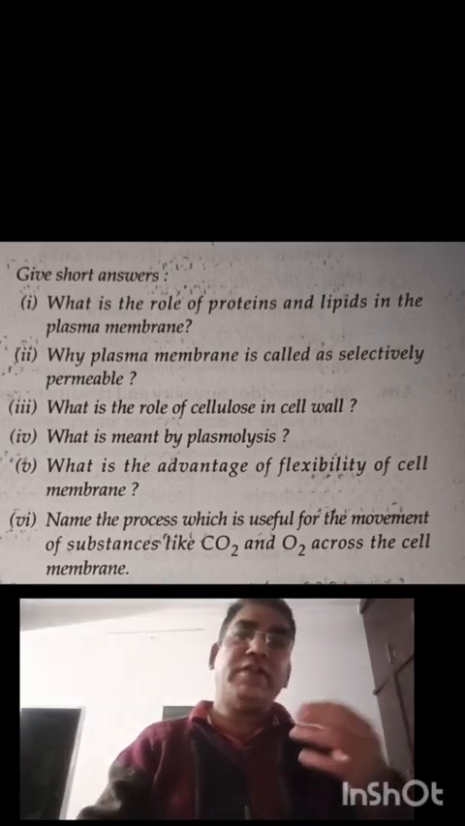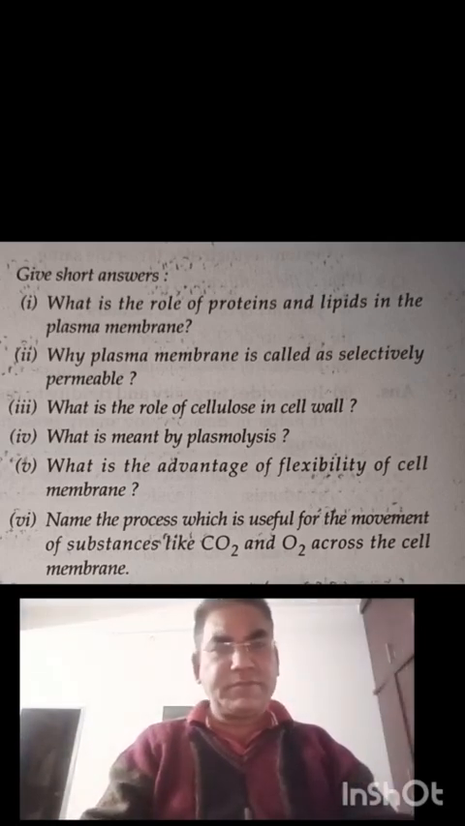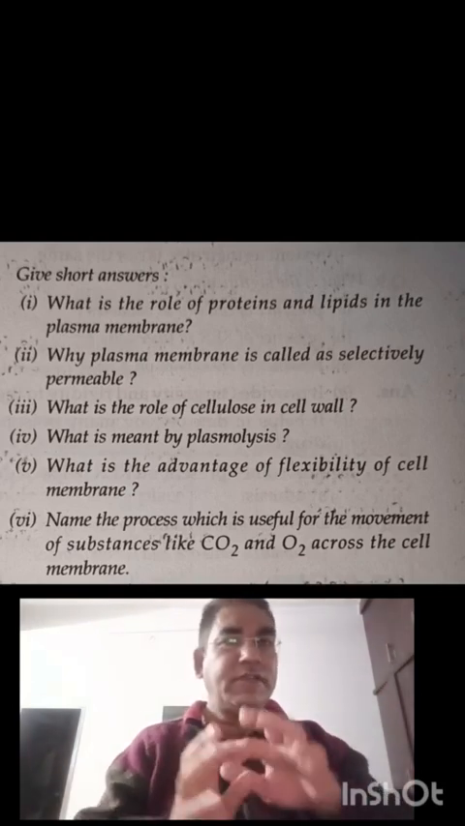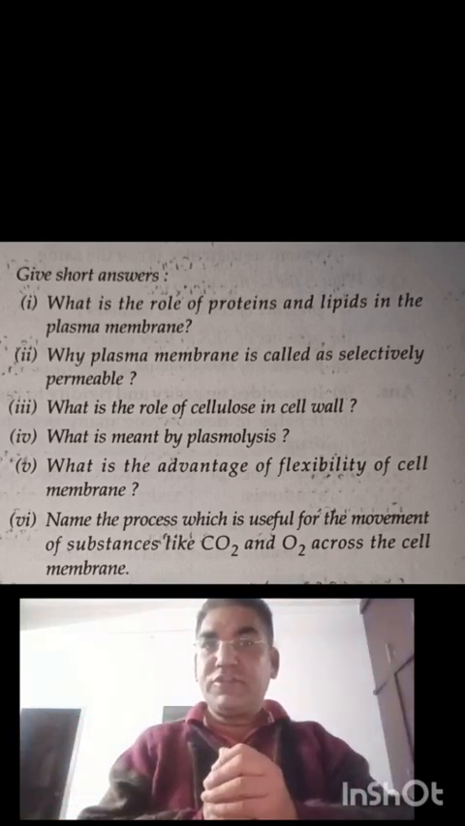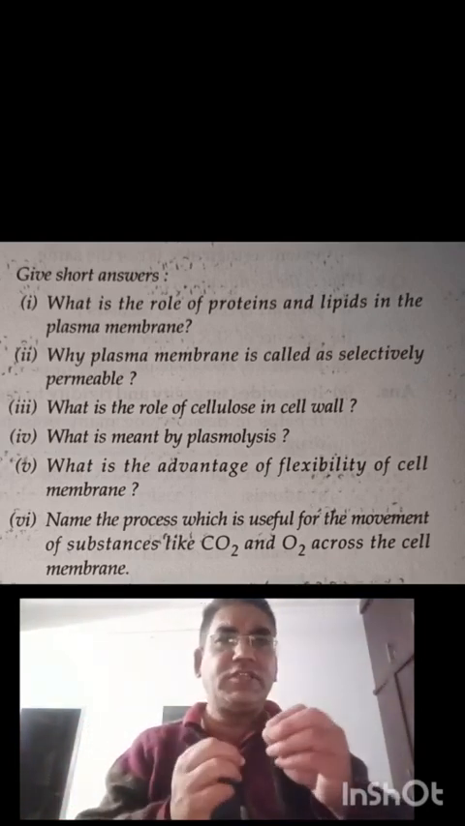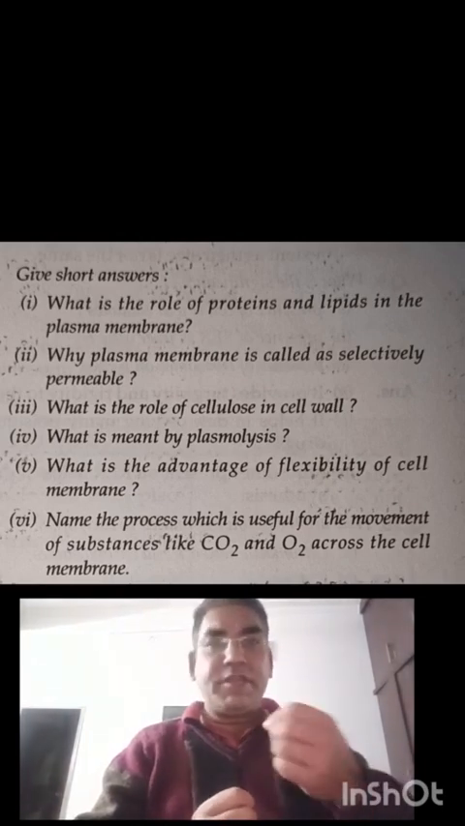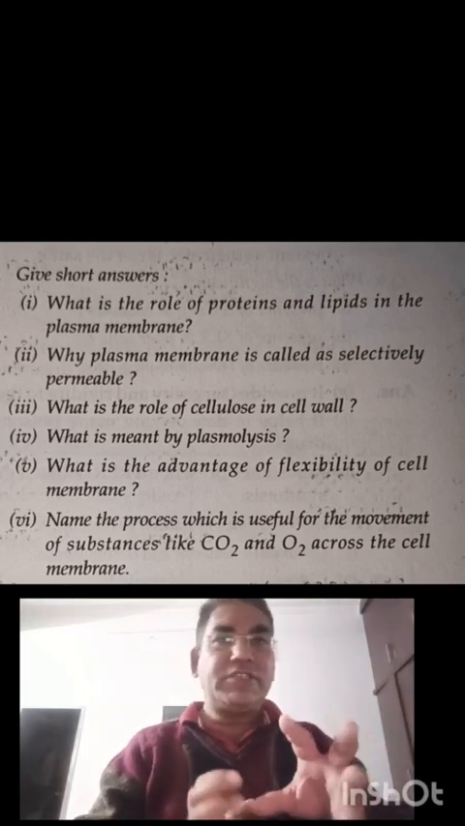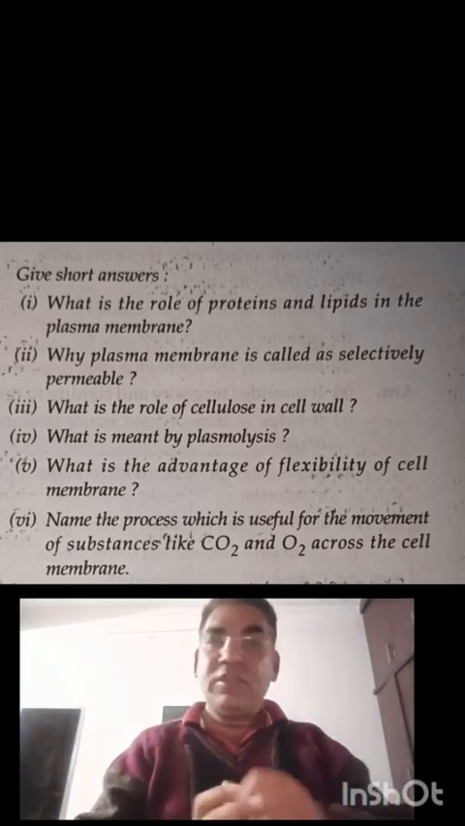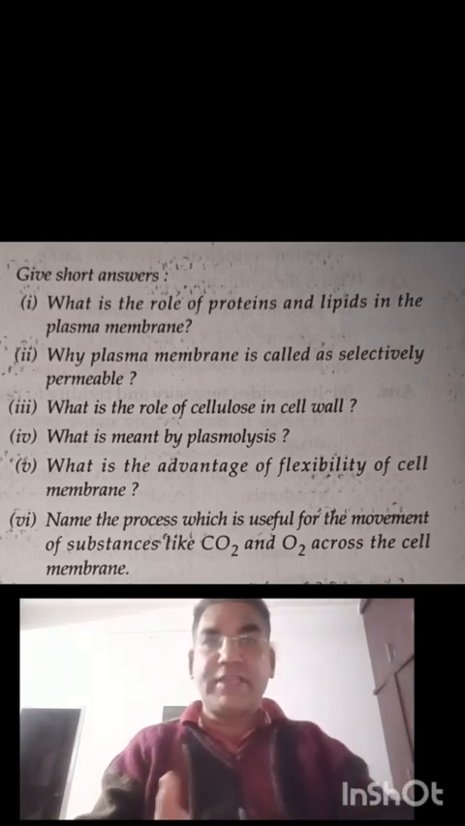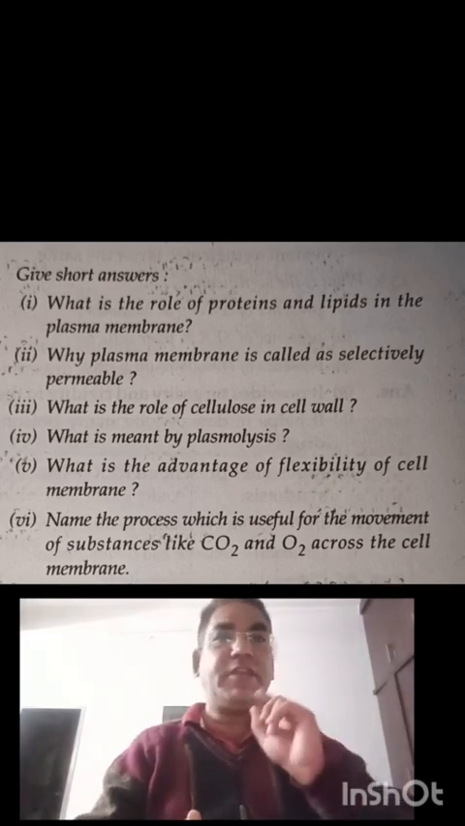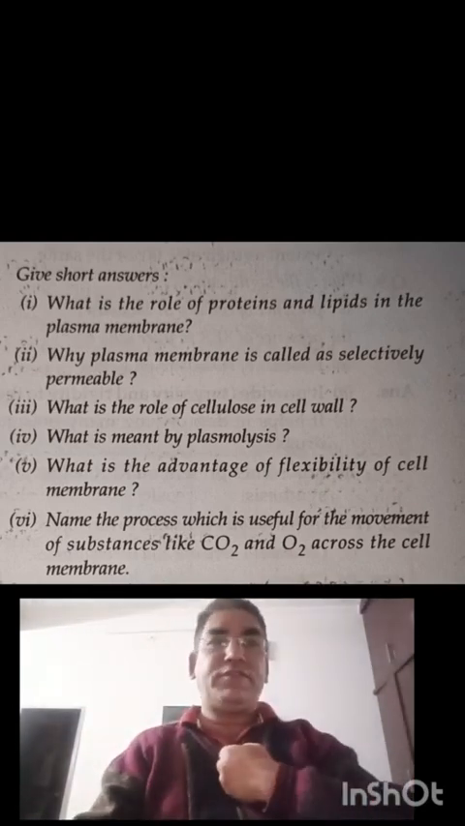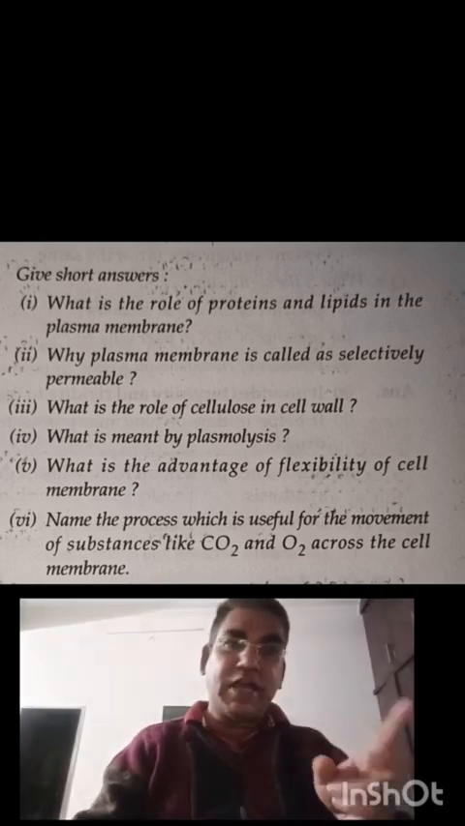Next one, what is the advantage of the flexibility of the cell membrane? You know well, amoeba has pseudopodia. Pseudopodia, actually these are plasma membrane, a special characteristic of the plasma membrane. That's why its shape continuously changes. Why continuous shape change? Due to flexibility of the plasma membrane, and it is used to engulf the food material in case of the amoeba.